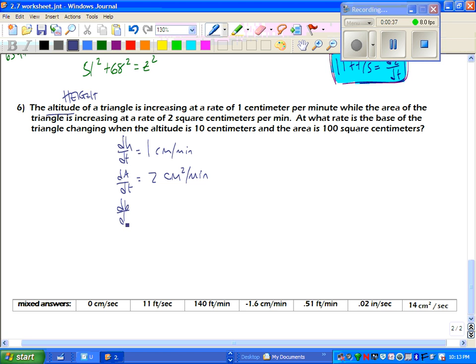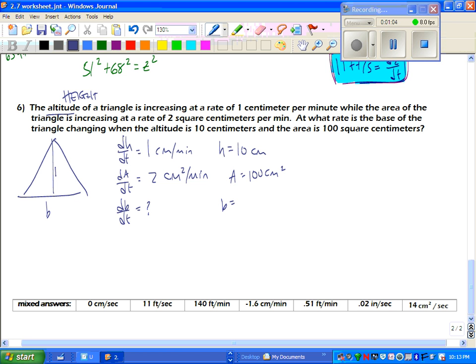So dB/dt. When the altitude, so again, I'm going to use height here, so we don't have two A's, so height is 10 centimeters, and the area is 100 square centimeters. So we're trying to find dB/dt. Plus, we don't know what b is, but that's something we can figure out. And we're just dealing with a triangle, area of a triangle.